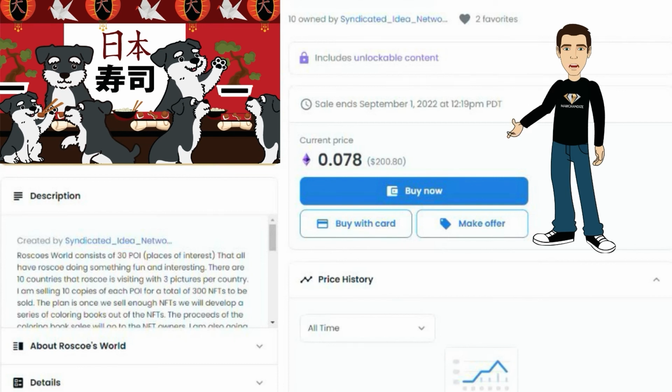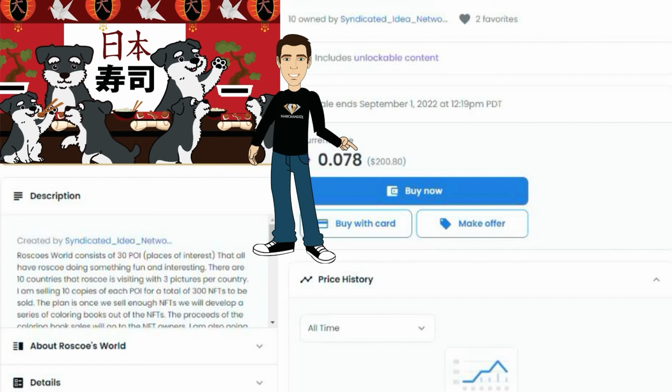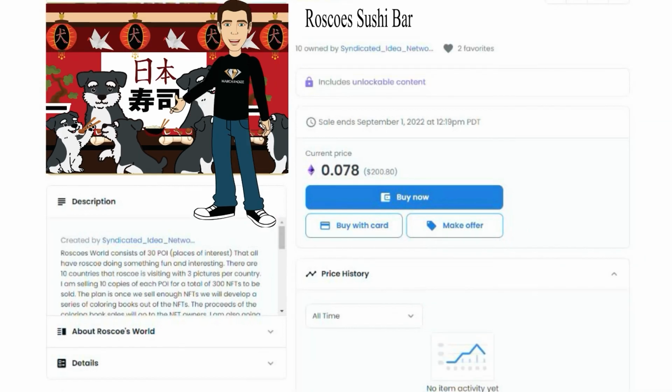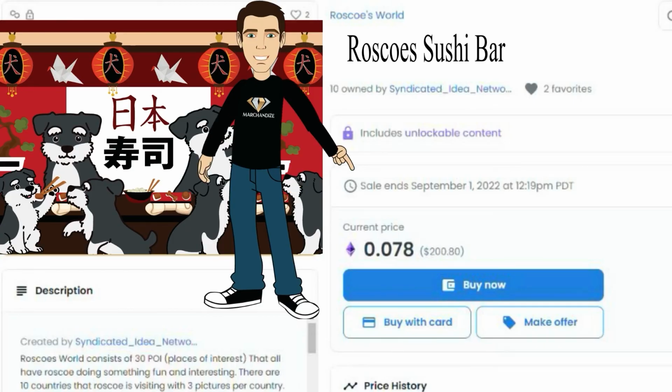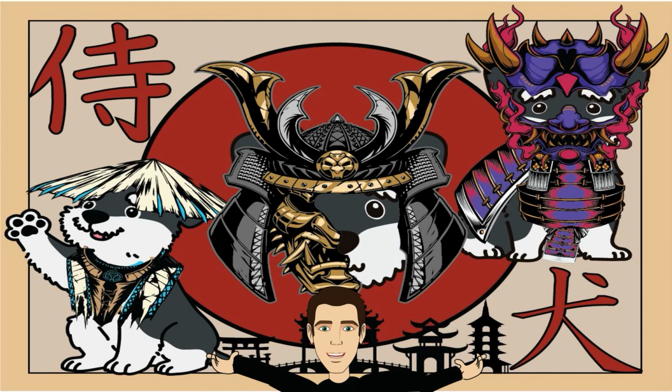Now here is where it gets a bit tricky. You do not buy NFTs with dollars. You buy them with ETH or Ethereum. This is the Ethereum price, but to help you see it in dollars, here's the dollar amount. Ethereum fluctuates, so the price you see today may not be the price you see tomorrow. It could be lower than this price, or it could be higher than it is now, but I start the price at around $200.